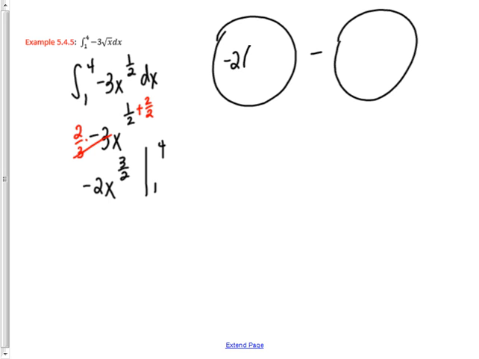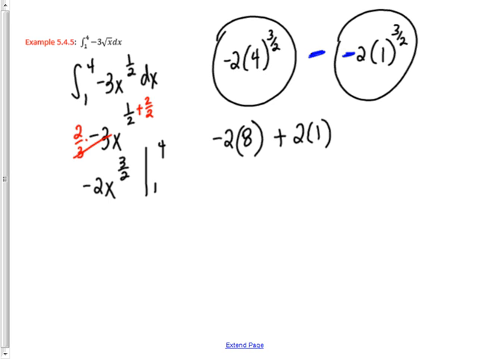So negative 2 times 4 to the 3/2, and a negative 2 times 1 to the 3/2. You want to be careful and watch these signs, okay? Alright, so that's going to be a negative 2 times, alright, 4 to the 3/2 would be square root of 4 is 2, 2 cubed is 8. I'm going to go ahead and write that as a plus, and then that's just 2 times 1 to any power is just 1. So negative 16 plus 2, so my answer is negative 14.